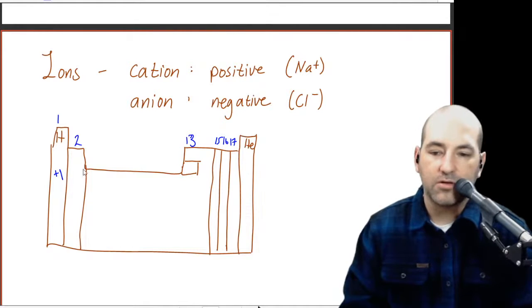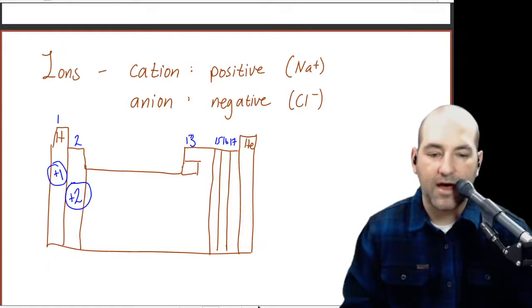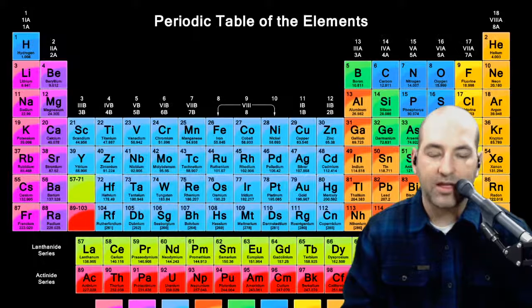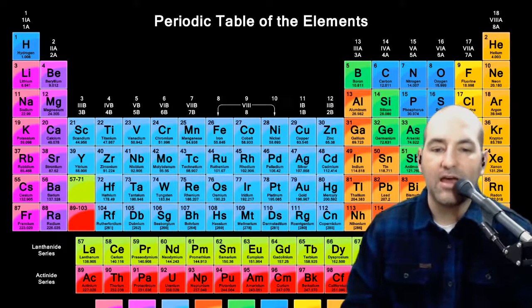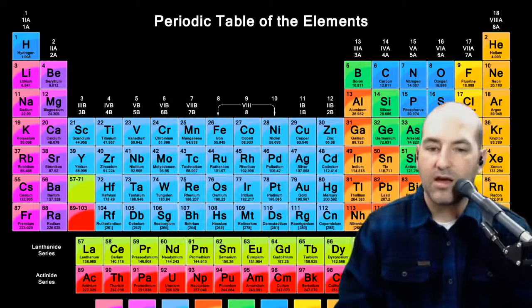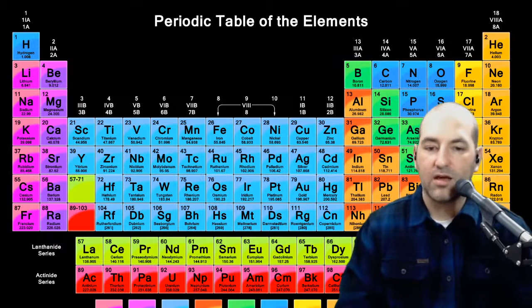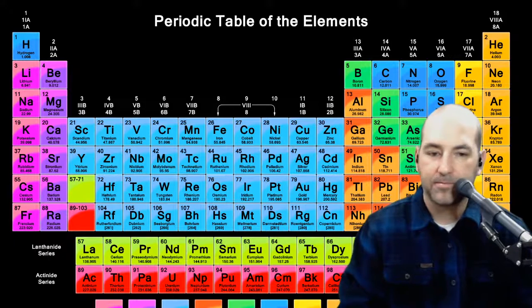If we go to column number 2, we've got +2 ions. So again, if you saw a formula and you saw a calcium ion on it, you'd look up calcium, you'd find that its symbol is Ca, that it's in column 2A, and that would tell you that it is a +2 ion.